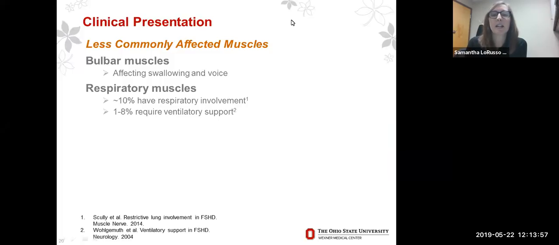So there have been several studies, and I apologize, this is not every study here, but there have been several recent ones which show about 10% of patients do have respiratory involvement, and about 1 to 8% will require ventilatory support at some point.